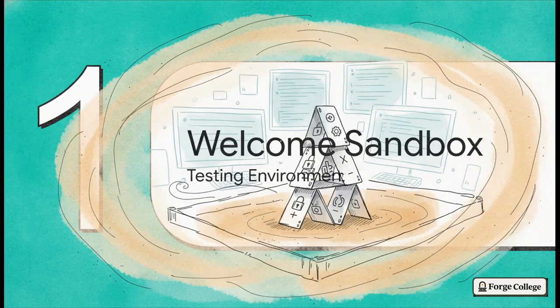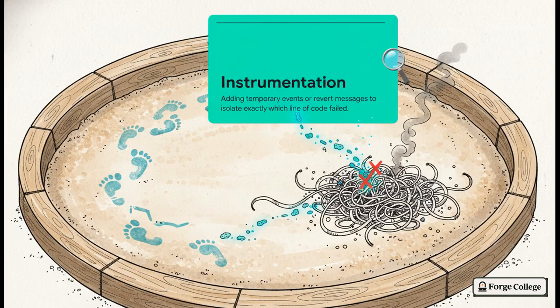Section 1. Welcome to the sandbox, our testing environment. To get started, we essentially create a deliberately fragile contract right in our local environment. It's kind of like a house of cards just waiting for a breeze. And inside this sandbox, our absolute best forensic tool is something called instrumentation. Now think of instrumentation like spraying luminol at a crime scene. It helps you see footprints that are otherwise completely invisible.